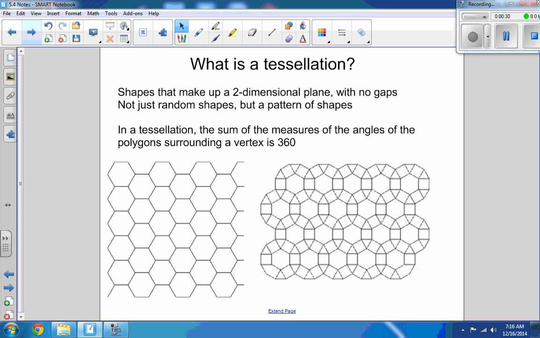And so you can see in these two pictures, these are both considered tessellations. So you can see it's a pattern of shapes that's filling up a two-dimensional plane. In a tessellation, the sum of the measure of the angles of the polygon surrounding a vertex is 360. So what does that mean? That's a vertex. It adds up to 360. All those angles add up to 360, and so we can keep going around. All the angles around a vertex is 360.